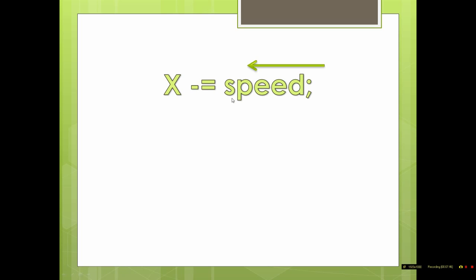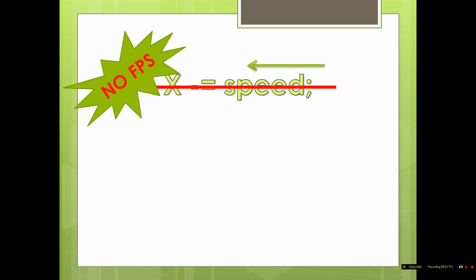Now, there's a problem with this. You don't want to do it this way, and the reason is it doesn't take into effect the frames per second. It has no frames per second math at all. The problem with x -= speed is on fast computers, it's going to do this, let's say, 800 times a second, and on slow computers, 400 times a second.